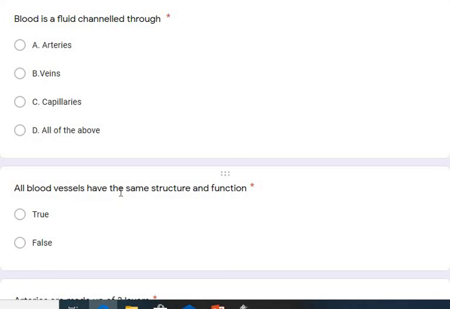All blood vessels have the same structure and function? Of course not. Arteries carry oxygenated blood except for the pulmonary arteries. Veins carry the deoxygenated blood, except for the pulmonary veins. Capillaries allow the oxygen and the nutrients exchange between the blood and other body cells.